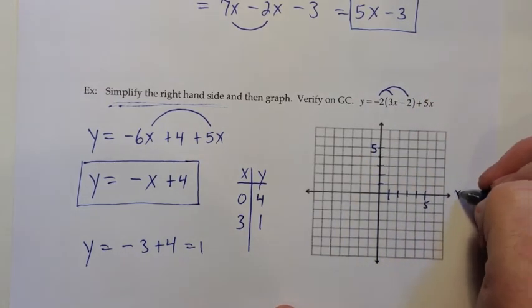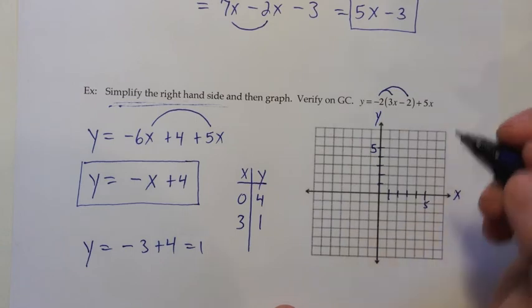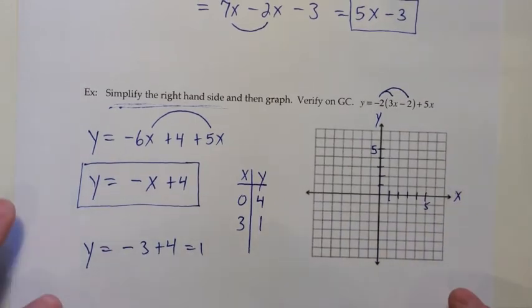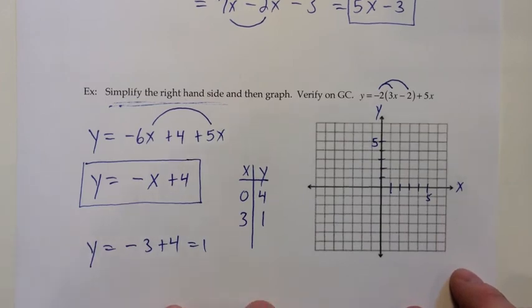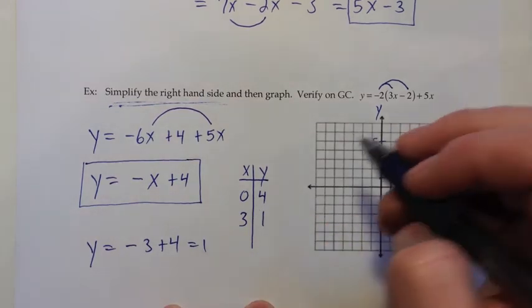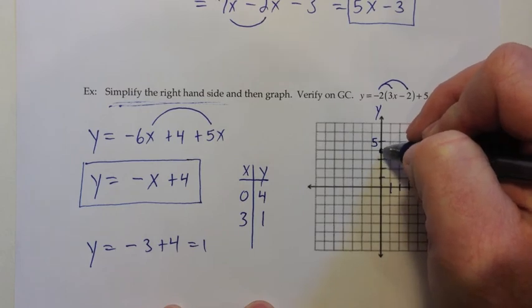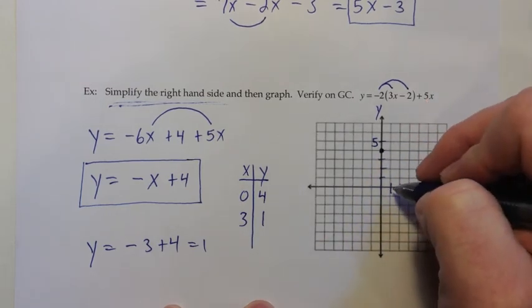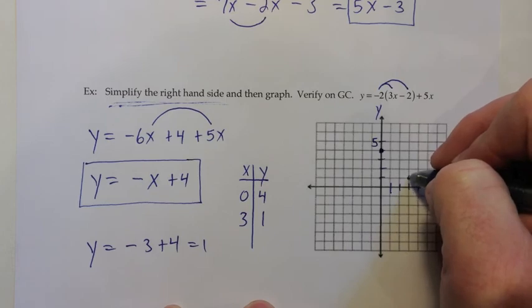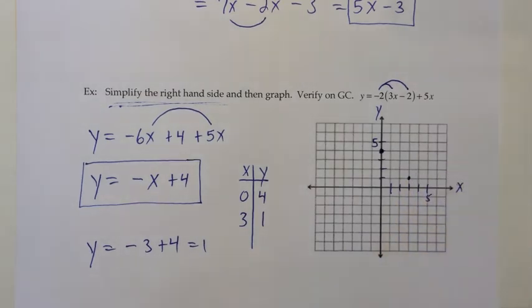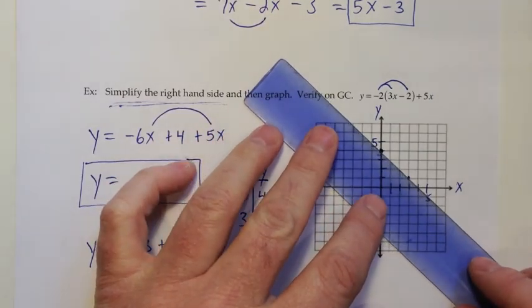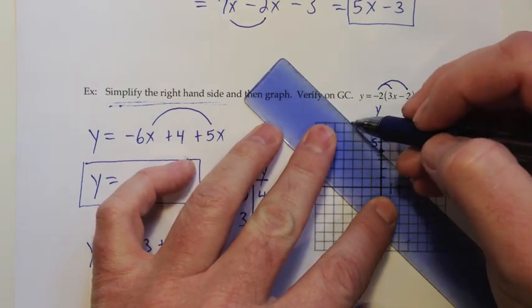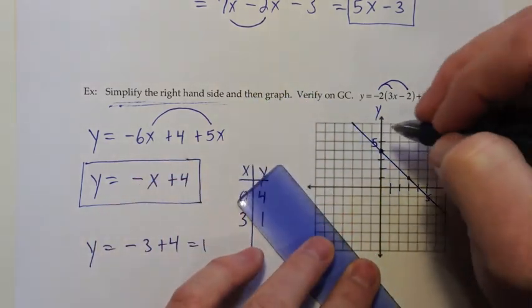And usually a good idea to go ahead and label our axes, even if in this case it's the standard variable, so that would be what people would probably guess, but let's go ahead and just make that clear by labeling them. And then plot our 2 points, so over 0, up 4, and then over 3, 1, 2, 3, up 1. And those 2 points should be enough for us to get our line. So I'll throw the ruler on there. Get that lined up, and then just draw the line in, and that would be our graph.